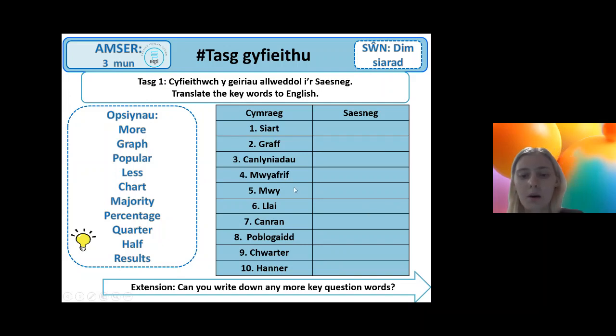Mwyafrif, mwy, clai, canran, poblogaeth, quarter, think back to time in year 7, quarter wedi, hanner, so hanner wedi. Okay, dive in 2 more minutes, and if you finish, you might be able to write down any more question words that you remember related to graph-based questions.